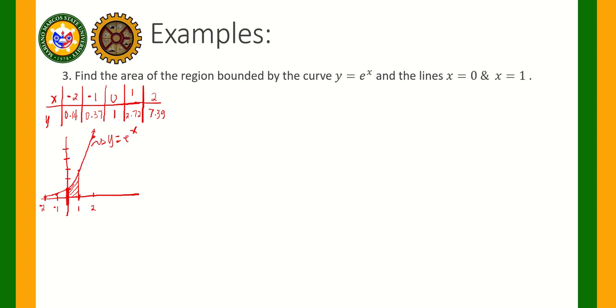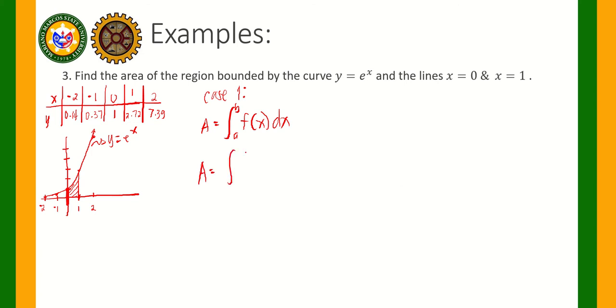So what case will we use? Since our region is located above the x-axis, we are going to use case number 1. Case number 1 is that the area is equal to the integral of f of x dx with limits from a to b. Our a is 0, and our b is 1. So let's solve for the area.